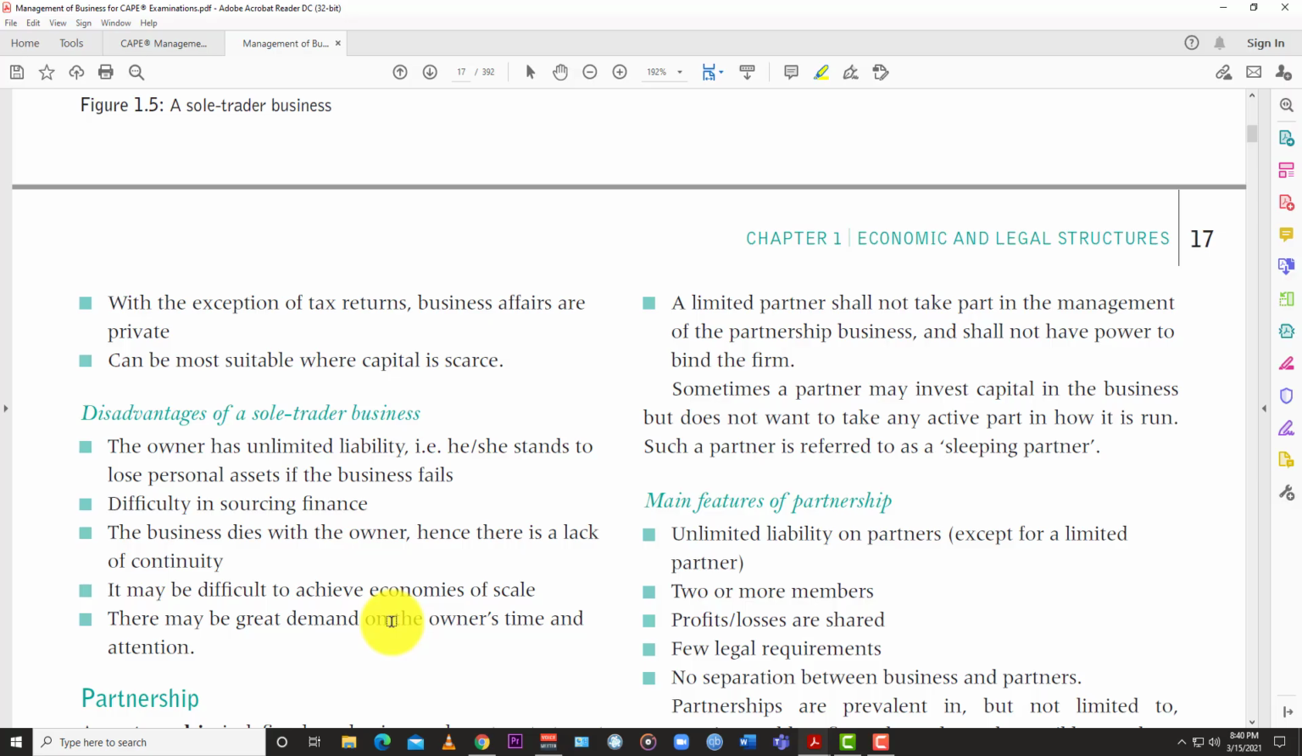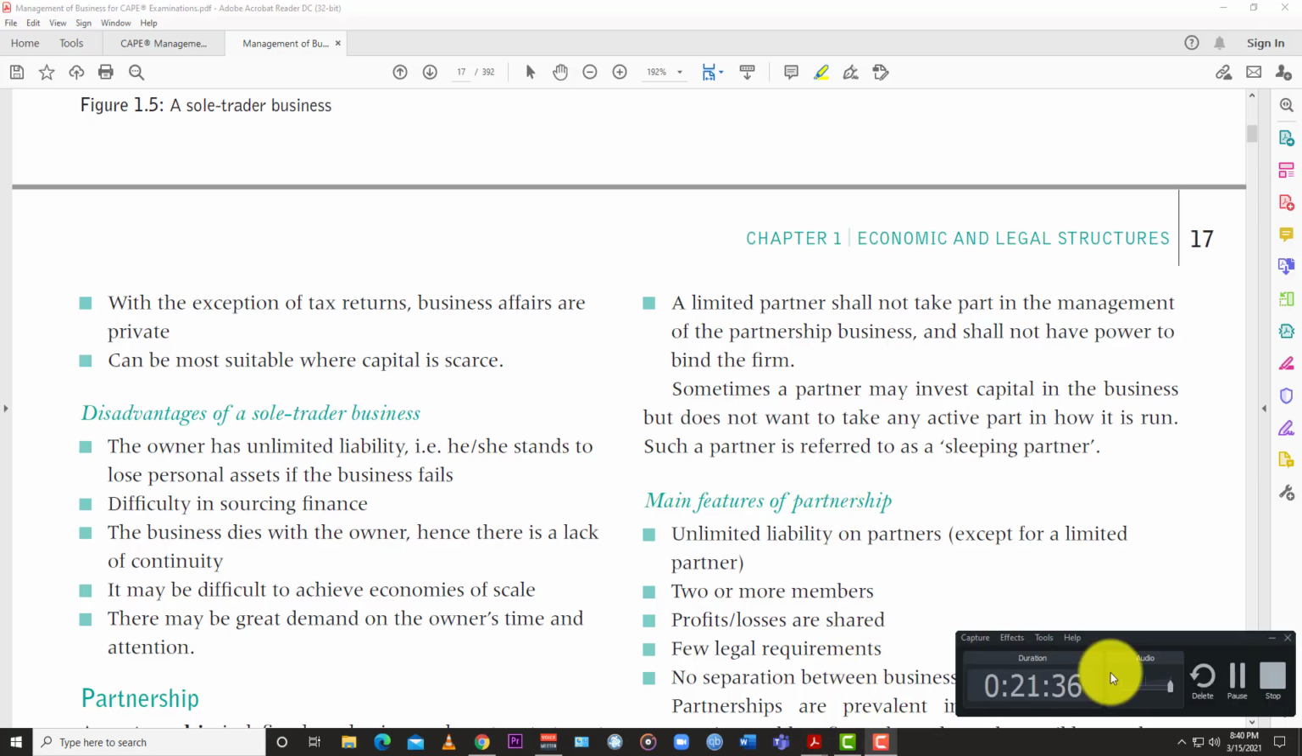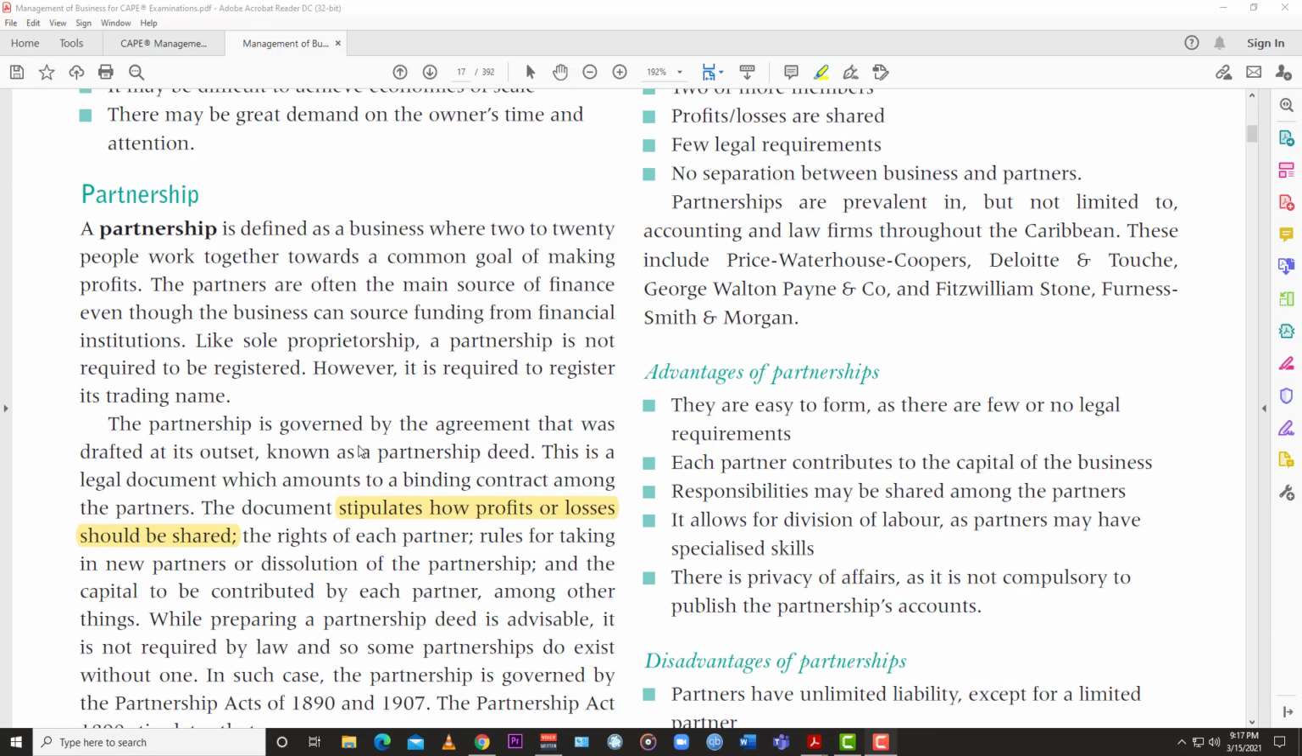And so that's basically it for the sole trader or the sole proprietorship as a legal structure in an economy. Like I said, we covered some of it in lighter detail in POB, but this time you have to expound, explain, and give the ups, the downs, the pros, the cons for a sole trader. So we're going to stop here for now.